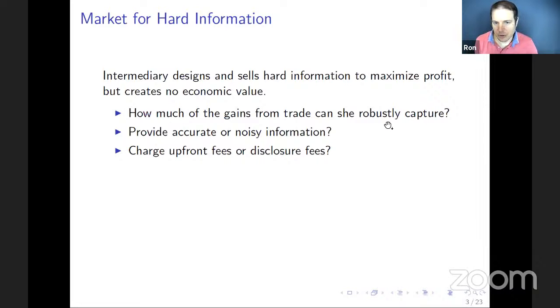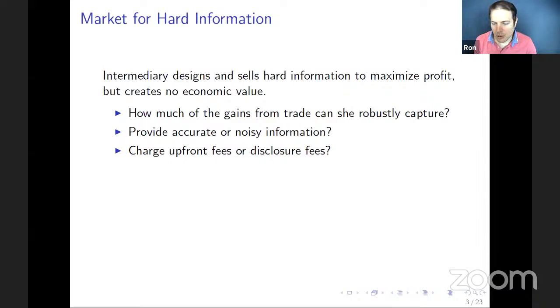So in particular, we're going to ask how much of the surplus that's going to be generated by a trade between the agent and what we'll describe as a market, how much of the surplus that is going to be generated can she capture or appropriate in a robust way. I'll explain what robust means in just a few seconds.